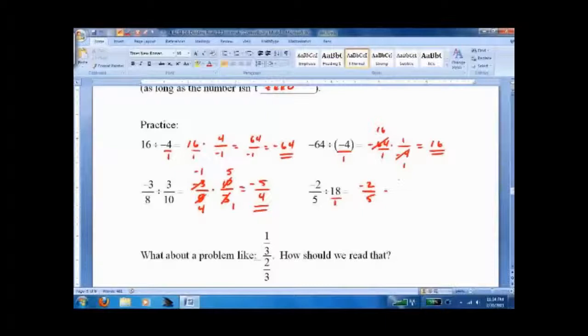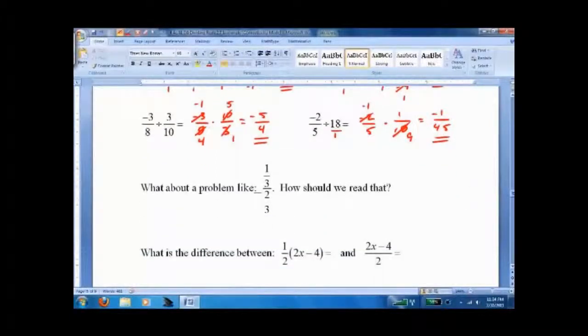-2/5 times 1 over 18. There's 9 2's here. There's -1 2's here. Get -1 over 45. That is it. What about a problem like 1/3 over 2/3? Well, whenever you see a fraction, you can always write that as a divide sign. So it's the same as saying 1/3 divided by 2/3. We know how to handle that. That's the same as 1/3 times 3 over 2. 3's cancel. We get 1/2.